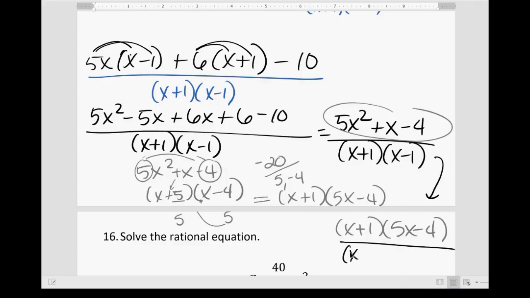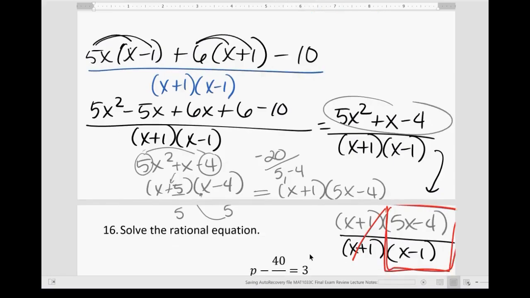divided by x plus 1 times x minus 1, and I have common factors I can cancel out, so my final answer is just 5x minus 4 over x minus 1. Okay?